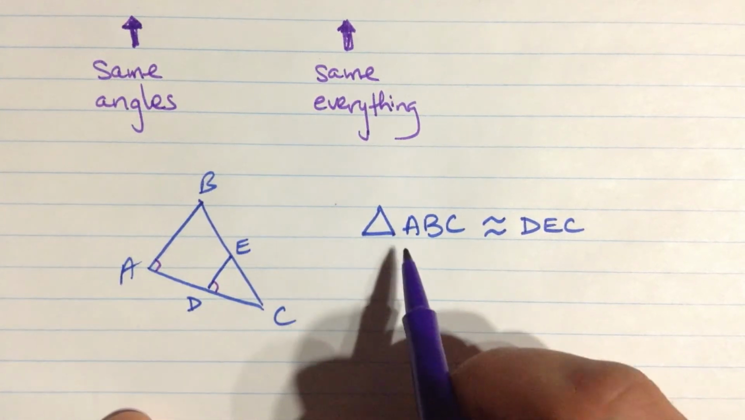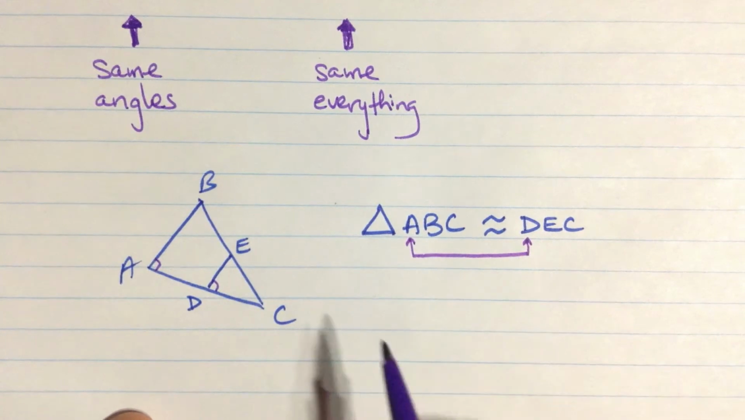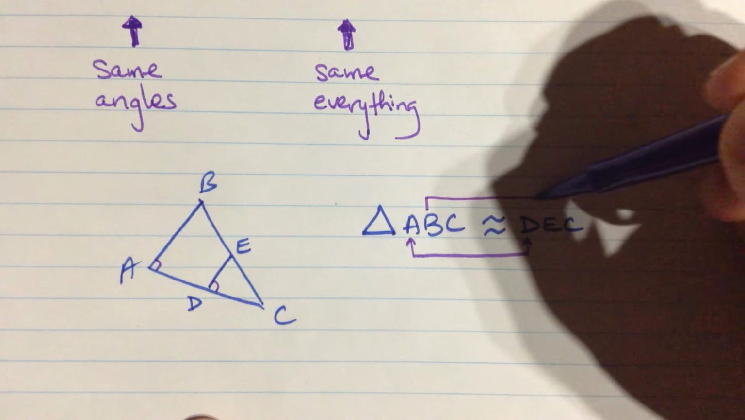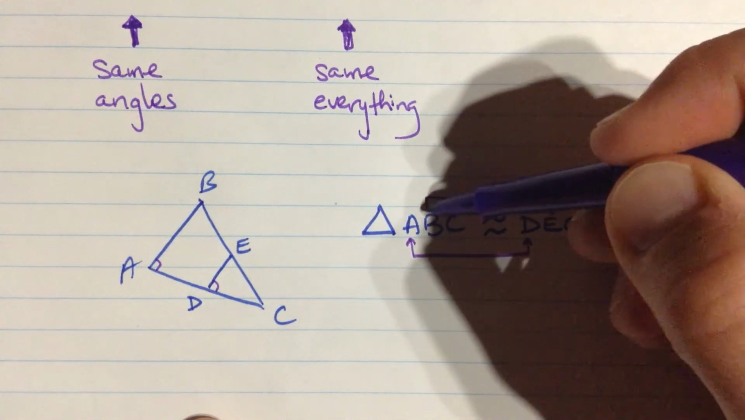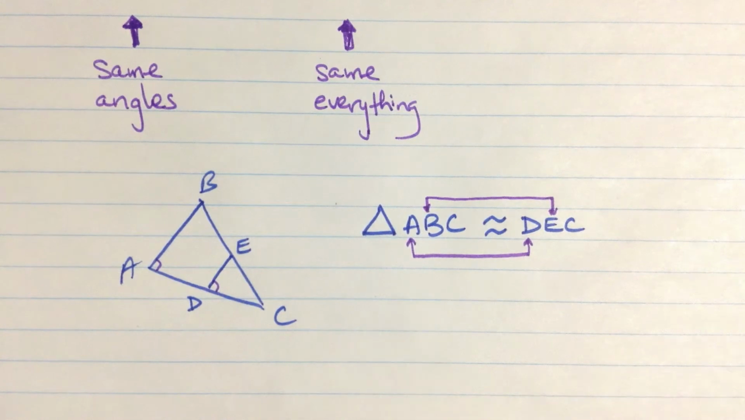Now it's really important that you understand that this corner here, this A and this D bit there, those are the same angle, and that B and E, those are the same angle. They correspond to each other. And of course, C and C are the same angle. They correspond to each other.